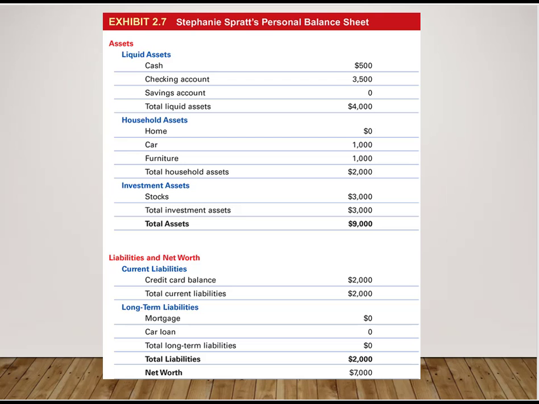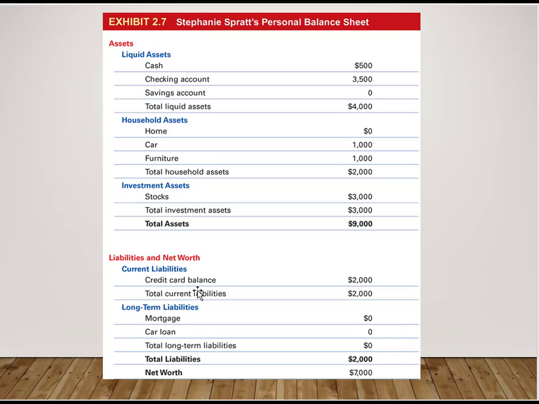So here's a quick little example. We have liquid assets, $4,000. So the total assets, $9,000. We have current liabilities. In this case, they're just credit card balances. We'll pay off $2,000 this year. Long-term liabilities, we have none. They're all zero, so our total liability is $2,000.